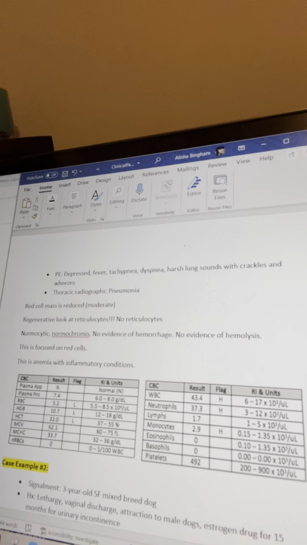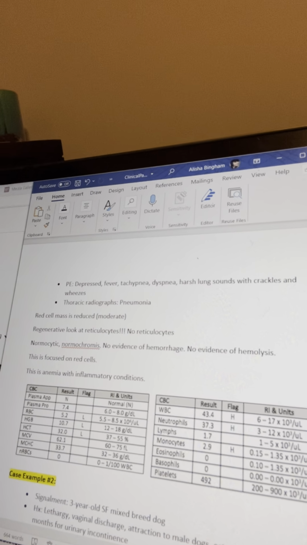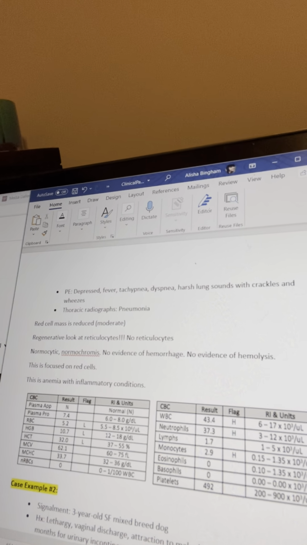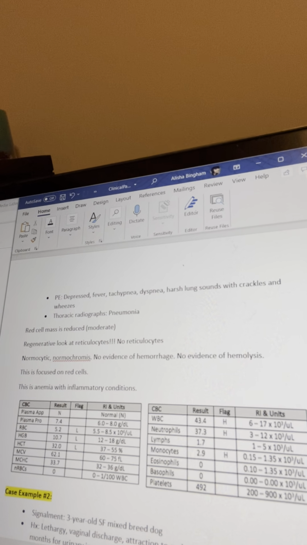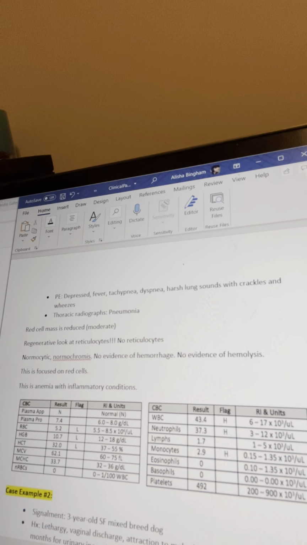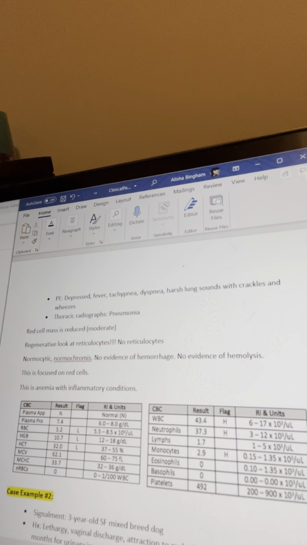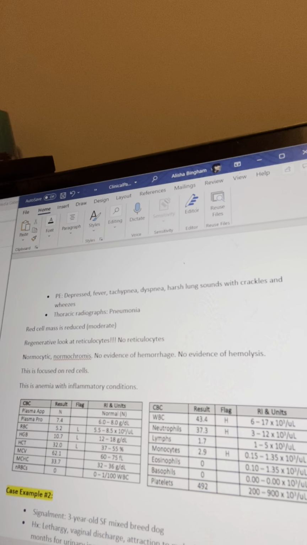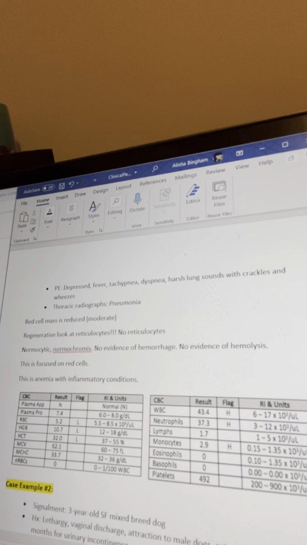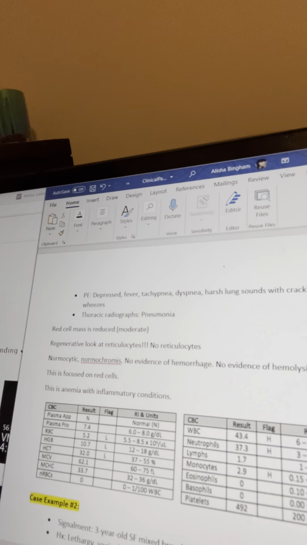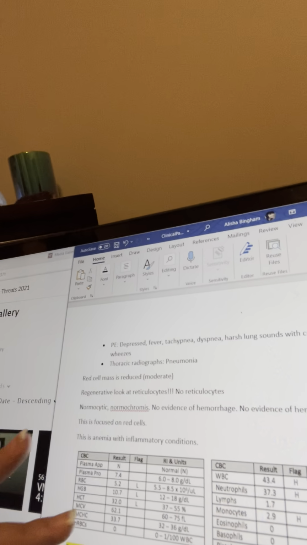So here was the blood test for this dog. The red cell mass is reduced. It's moderate. It's non-regenerative because we're looking at the reticulocytes. There are no reticulocytes, so it's non-regenerative. It's normocytic, normochromic. There's no evidence of hemorrhage, no evidence of hemolysis. So this is anemia with inflammatory conditions.